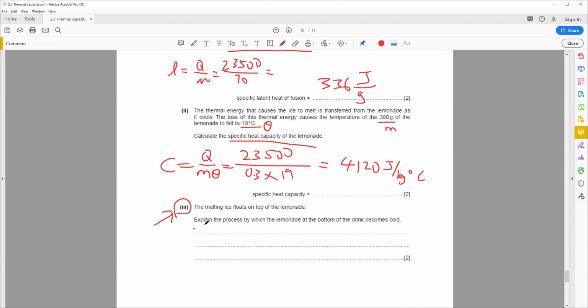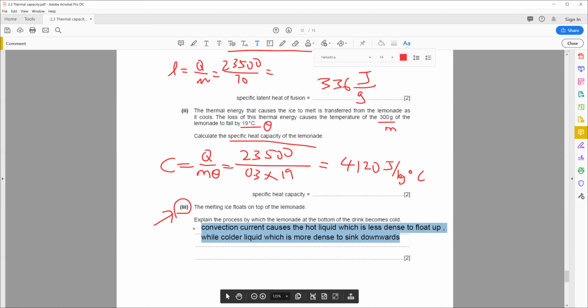Right. So from here, just basically copy this down. I haven't taught this yet. Like convection current causes the hot liquid, which is less dense, to float up. Just copy this down first. You haven't learned anything yet, so it'll be a bit hard to explain.